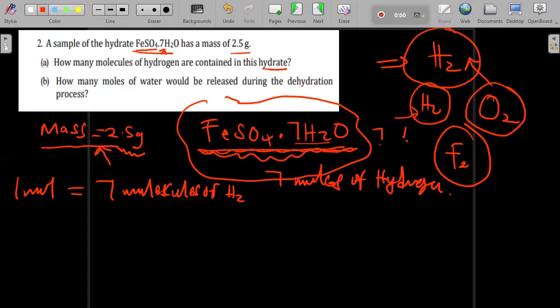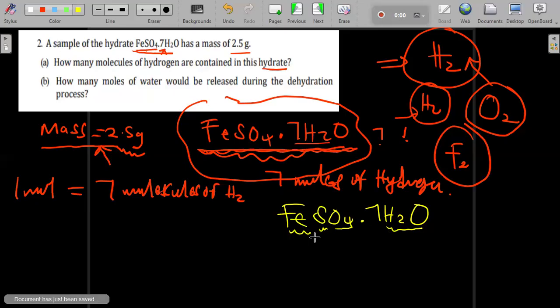Okay, what about in the moles that I'm going to find once I divide this mass here by the molar mass of this compound? So the molar mass of FeSO4.7H2O, you have to add the molar mass of this plus molar mass of this plus 4 the molar mass of oxygen, and then plus here we can say 7 the molar mass of water. So let's find the molar mass of that compound there.